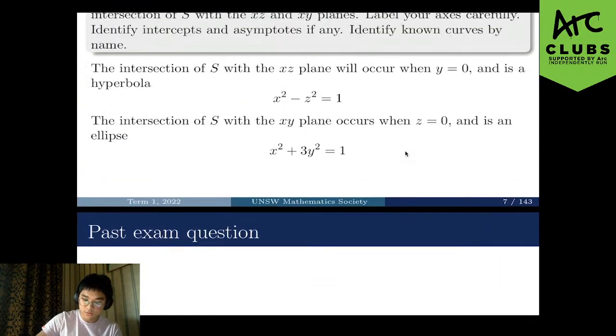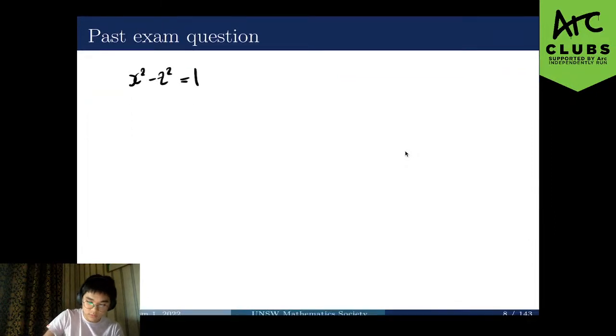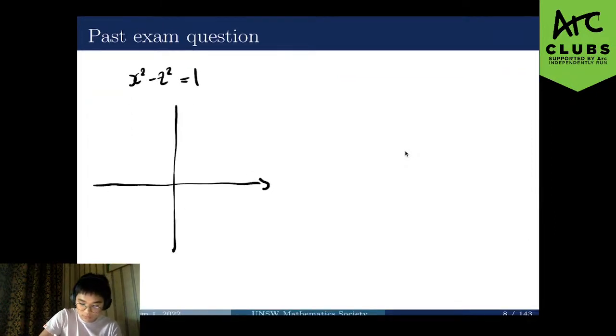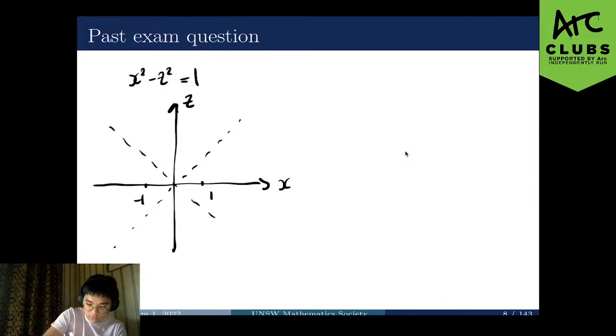So let's start off with the hyperbola x squared minus z squared equals 1. The x-axis here, z-axis here. The intercept, so when z equals 0, we have x equals plus or minus 1. And we know from earlier math, like high school, that the asymptotes for this hyperbola are going to be x equals z and x equals minus z. It looks a bit like this.